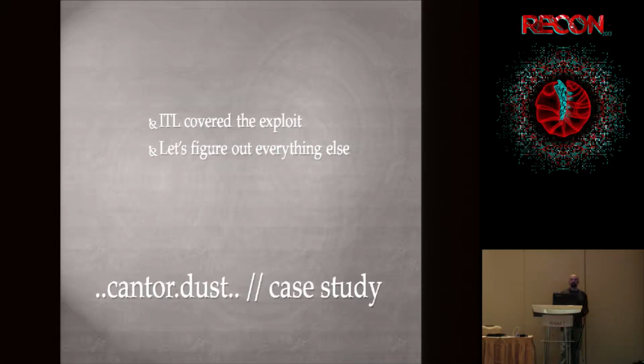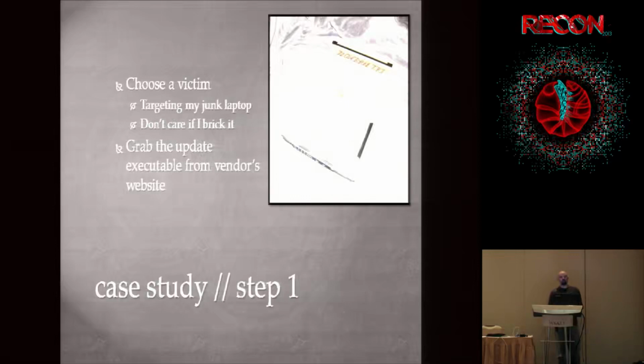So Invisible Things covered the actual exploit. I don't care about that part anymore. I want to figure out everything else and show you how we can actually figure out how to implement this exploit using binary visualization. So step one is choosing a victim laptop. BIOS is not something you can just toss into an emulator very well. It's not something you can virtualize very well. You really need a physical piece of hardware.